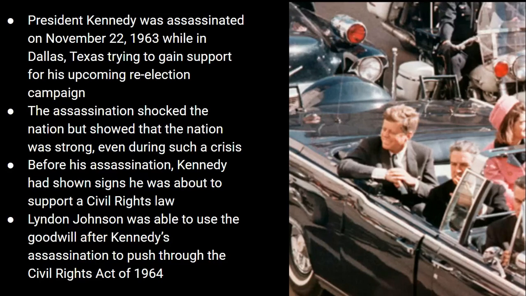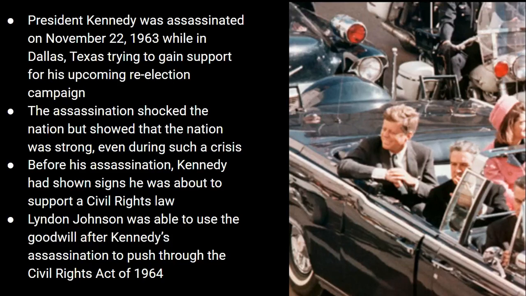Now, one of the greatest tragedies in American history also happened in the early 60s when President Kennedy was assassinated on November 22nd, 1963, while in Dallas, Texas. Now, this assassination shocked the nation, but it also showed how strong we were because even through this great crisis, we came through this as a very strong, united nation.